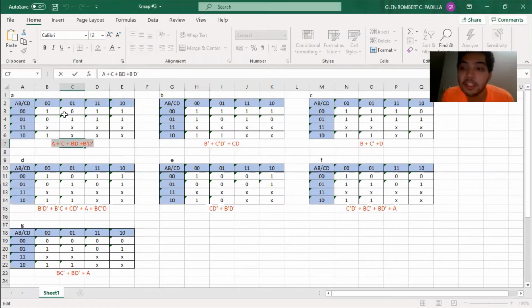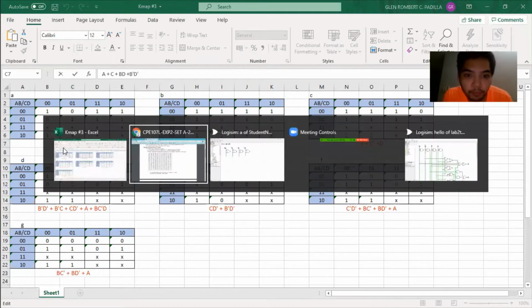So what I did was isolate each output. For A, this is the K-map, and this is our simplified equation. For B, this is the K-map. Then the same for C, D, E, F, and G. So now we're going to implement it in Logisim.